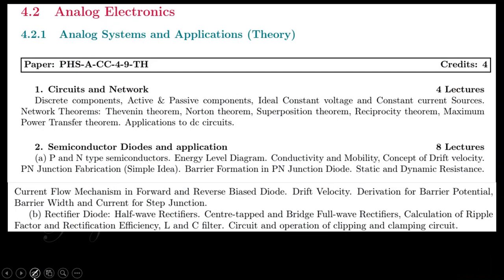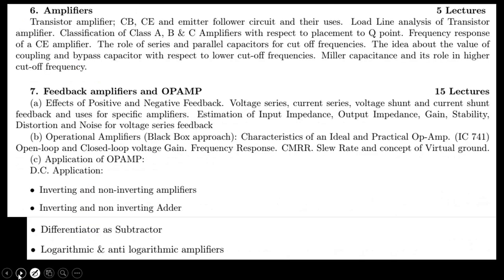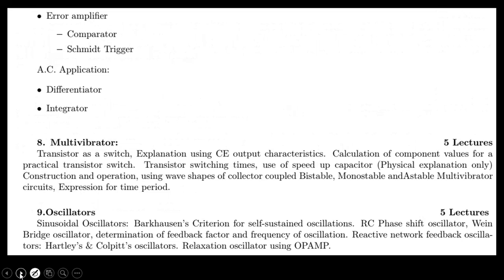Okay, so you can see this is the syllabus for University of Calcutta, 4th semester, Physics Honours. The circuit and network part we discussed in lecture 1, and lectures 2, 3, 4 cover portions A and B. In this lecture, we want to discuss the principle and structure of LED, photodiode, solar cell and varactor diode. The BJT, bipolar transistor, FET, regulated power supply, amplifier, feedback amplifier or op amp, multivibrator and oscillator will be covered in the upcoming sessions.